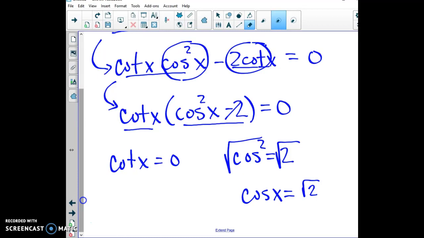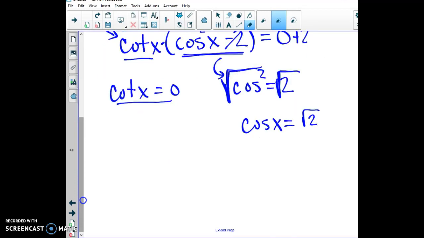The zero product property says if 2 functions, 2 numbers, 2 terms multiplied together equal 0, then each of them can equal 0. So we set cotangent x equal to 0, and we set our other factor, cosine squared x minus 2, equal to 0, which gave us cosine squared x equals 2 just by adding 2 to both sides, and then we took the square root of both sides. So the cosine of x can equal the square root of 2, and the cotangent of x can equal 0.